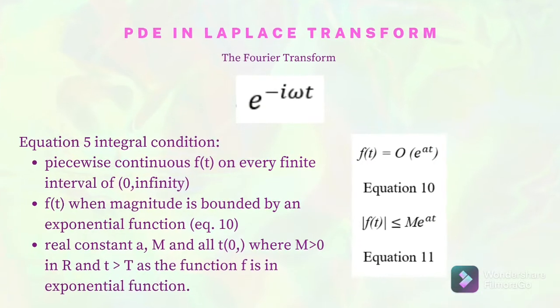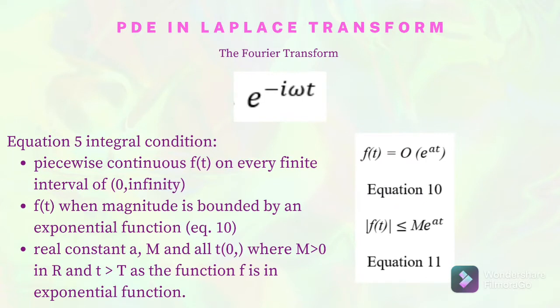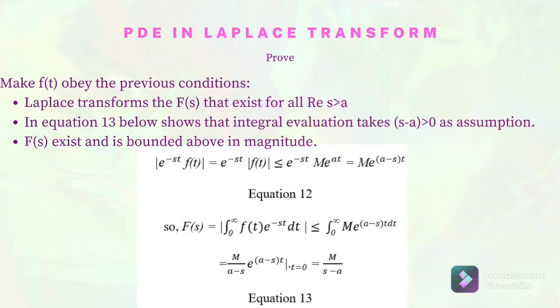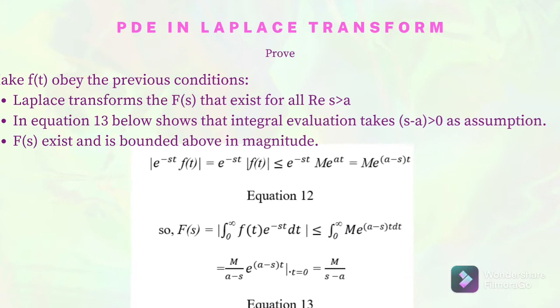If the kernel has the real part, the Fourier transform is referred to as the complex plane. To make it simple, equation 10 contributes the condition to the integral in equation 5. It can also be denoted as equation 11. To prove it is to make f(t) obey the conditions above. Then the Laplace transform of F(s) exists for all Re s bigger than a as in equation 7.